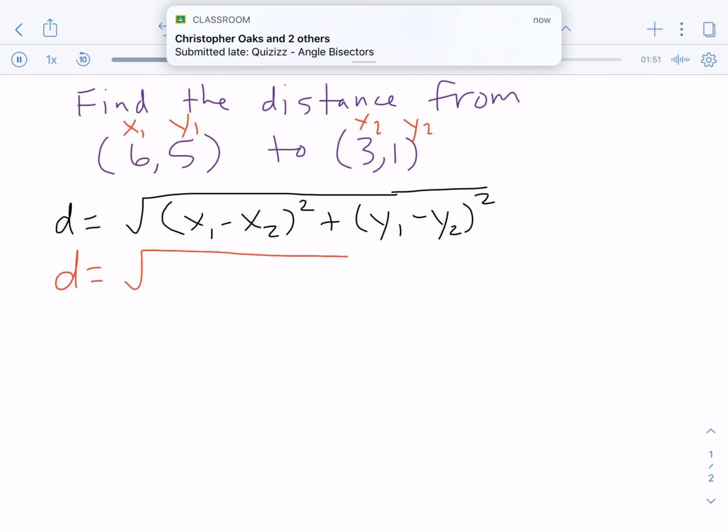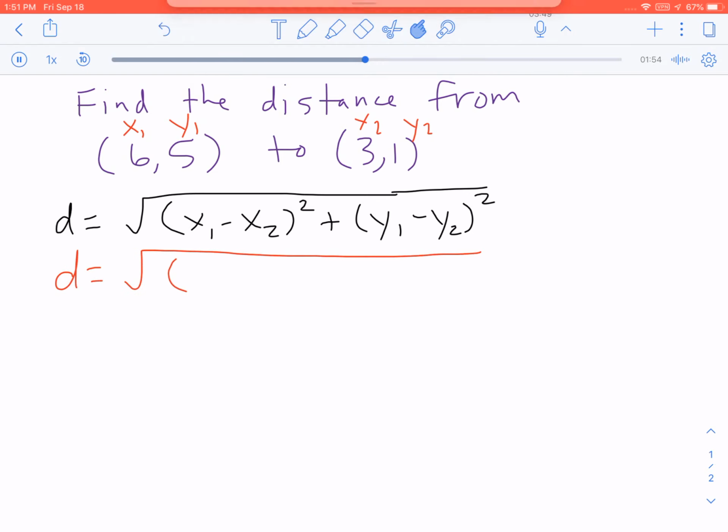plug the numbers in for all of the spots. So when we see x1, I'm going to plug in a 6. When I see x2, I'm going to plug in a 3. When I see y1, I'm going to plug in a 5, and when I see y2, I'm going to plug in a 1. That's why I think it's helpful to label them like we did.